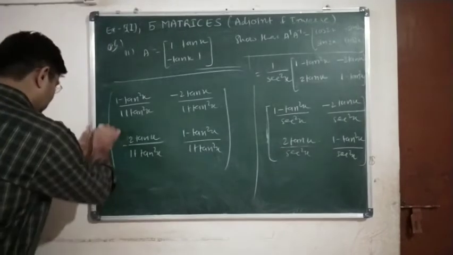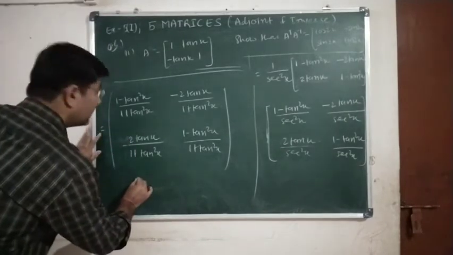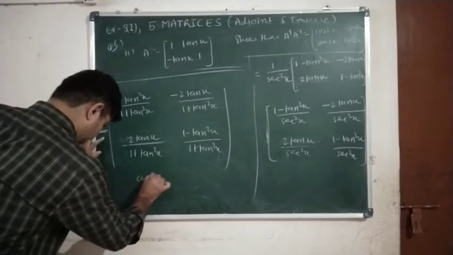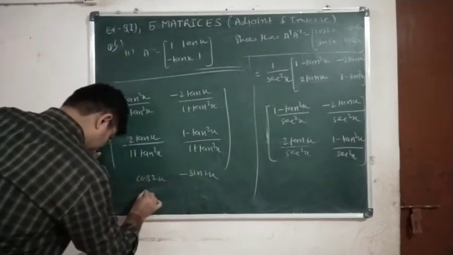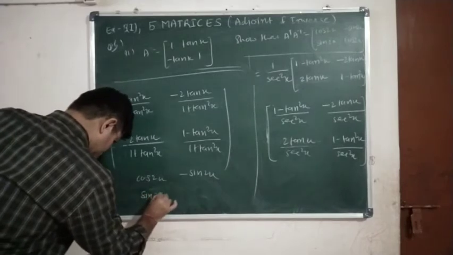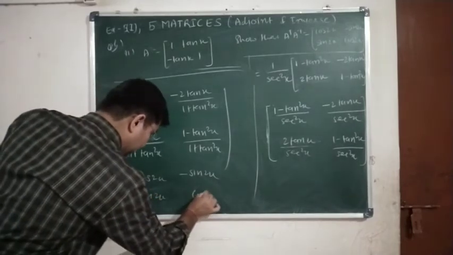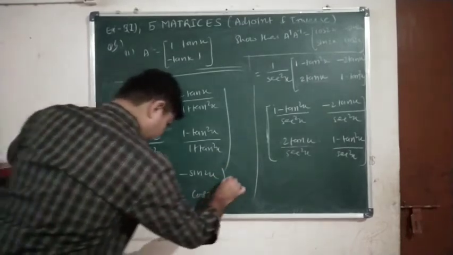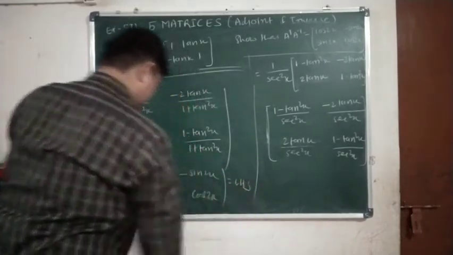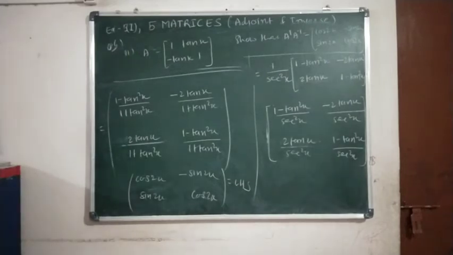So let us put the values. Over here we write cos 2x minus sine 2x, plus sine 2x into cos 2x. So we are done. We got L equals R, so we have got the left hand side.